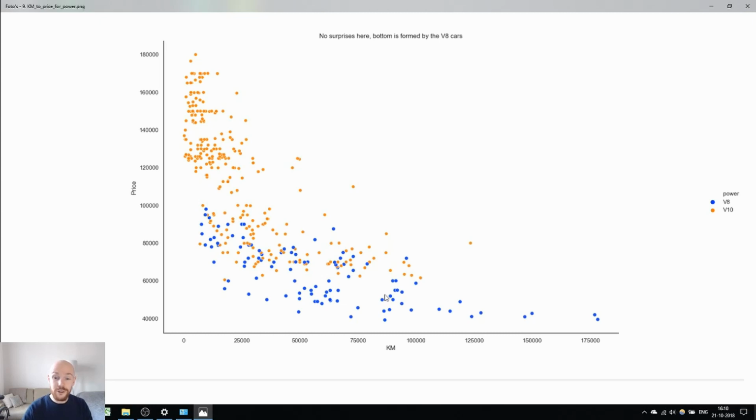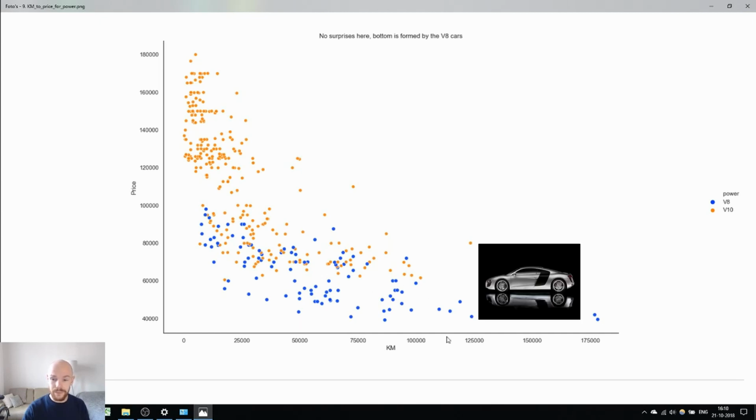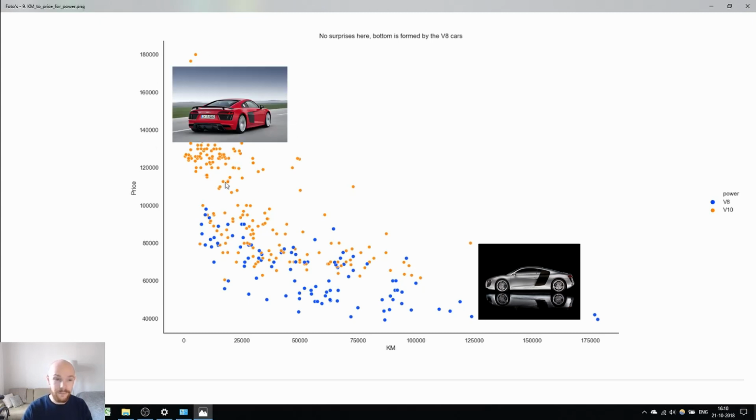Now then, it's no surprise that the V8 cars are the ones which have the most kilometers, as we can see from the bottom here. In line with that, it's also no surprise that the V10s are the ones which are the newest cars and therefore have the lowest kilometers. They're represented mostly all the way on the top left here. There's however a middle area with a price of below 100,000 euros and above 60,000 euros where you could have the choice between both V8s and V10s.